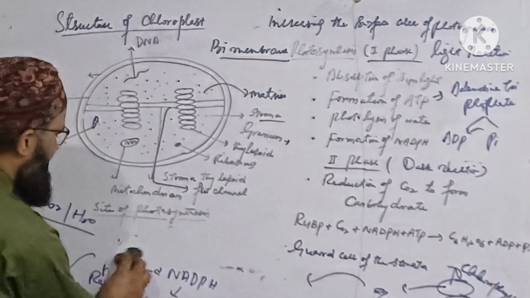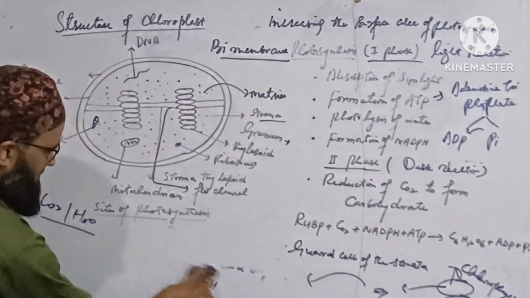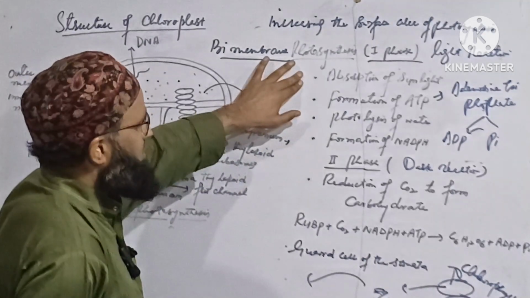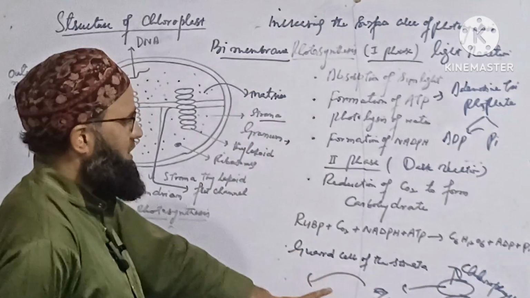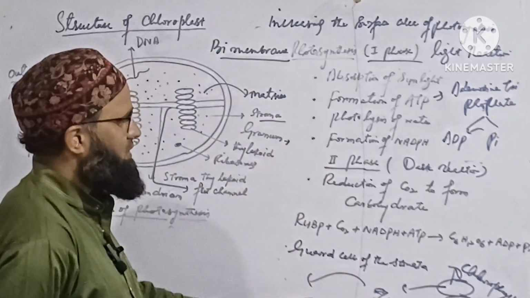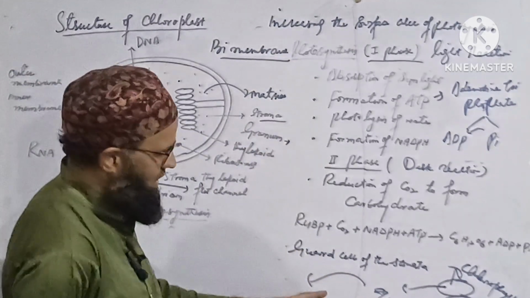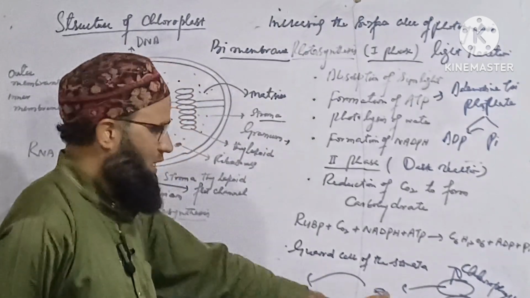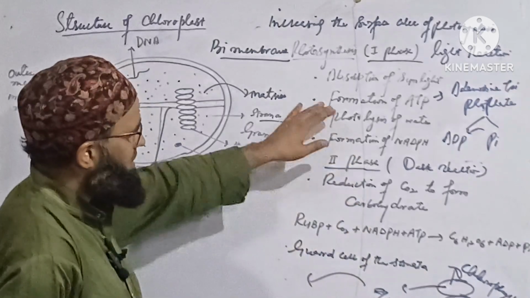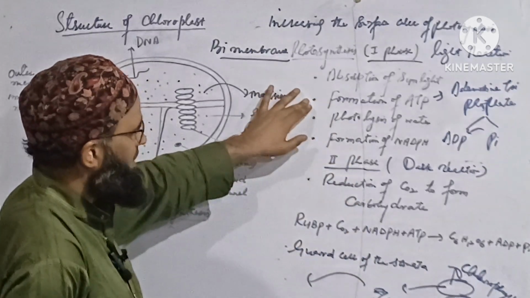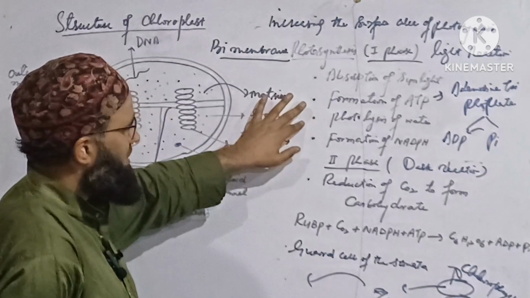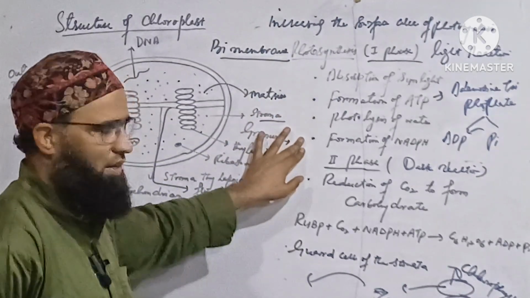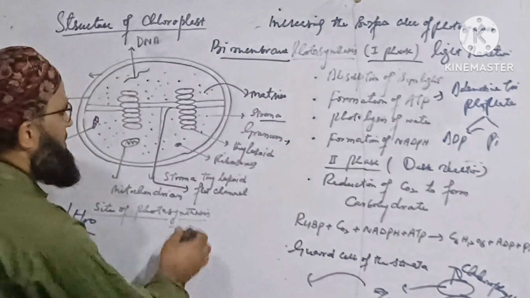So in the first phase of the photosynthesis process, the first step is absorption of the light by the accessory pigments. This is carried out by these accessory pigments, that is carotenoid and xanthophylls. After this, the second step is the formation of the ATP. Then there is a photolysis of water, the breakdown of water. Then there is the formation of the NADPH.